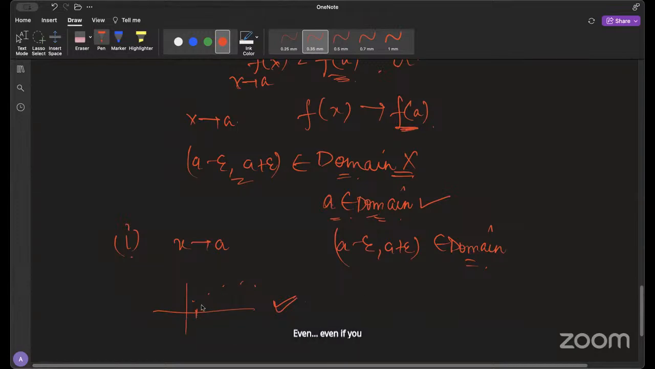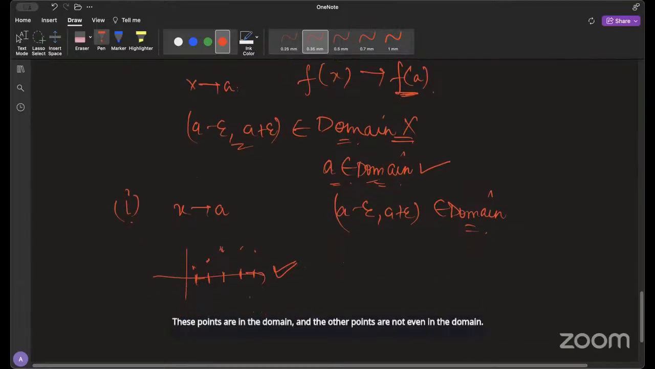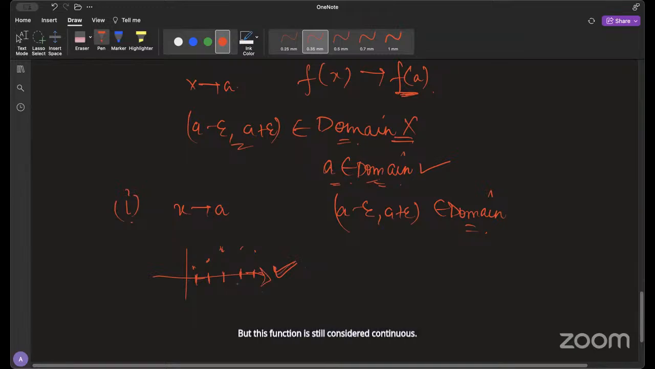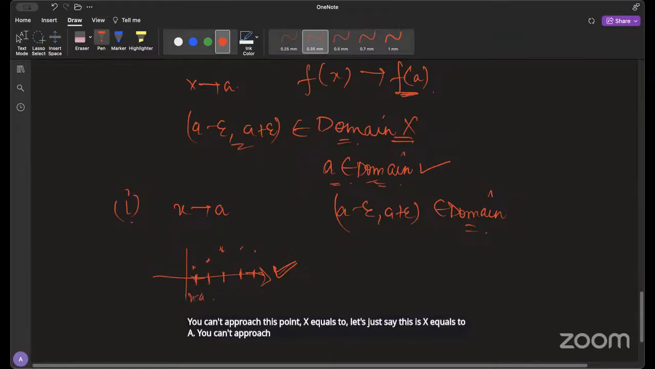Even if you can't approach, these points here are not in the domain. Can you see why these points are not in the domain? Okay. So this is a function. This point is in the domain. This is in the domain. These points are in the domain and the other points are not even in the domain. But this function is still considered continuous. You can't approach this point, let's just say this is x equals a. You can't approach this point, but this is still considered a continuous function. That's how we define the continuous function.